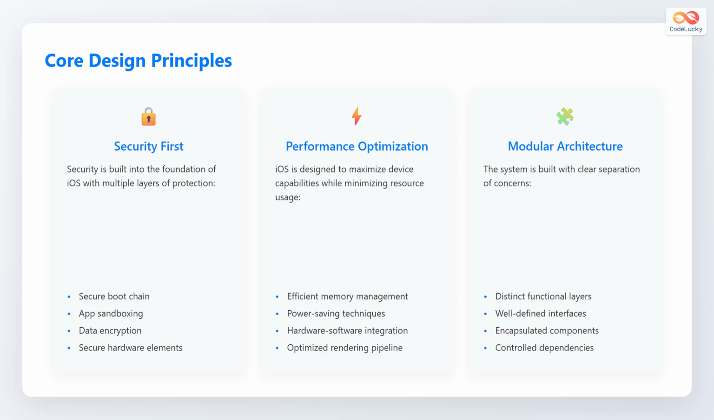The iOS is built upon several core design principles. First, security is integrated into the very foundation of iOS with multiple layers of protection, including a secure boot chain, app sandboxing, data encryption, and secure hardware elements. Second, performance optimization. iOS maximizes device capabilities while minimizing resource usage through efficient memory management, power-saving techniques, hardware-software integration, and an optimized rendering pipeline. Third, modular architecture. The system has a clear separation of concerns, with distinct functional layers, well-defined interfaces, encapsulated components, and controlled dependencies.